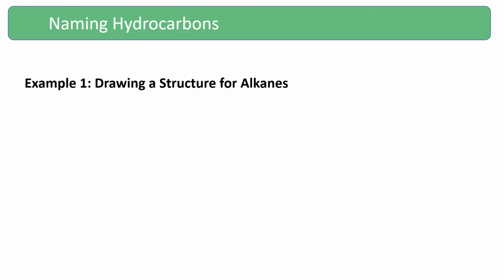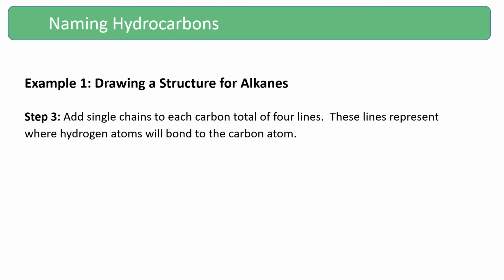Next, add single bonds to each carbon, a total of 4 lines. These lines represent where hydrogen atoms will bond to the carbon atom. So we put 3 on the first carbon because we already had 1. We put 2 on the second and 3 on the third. So we have every carbon being satisfied with the rules of bonding.